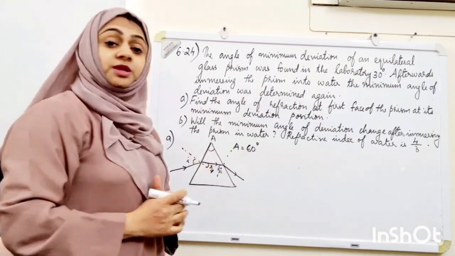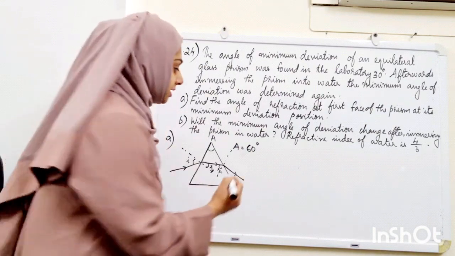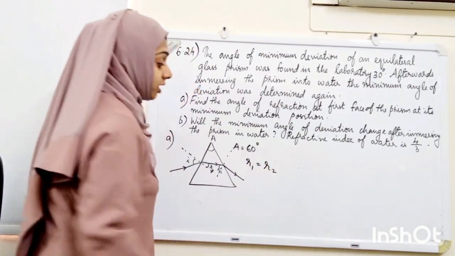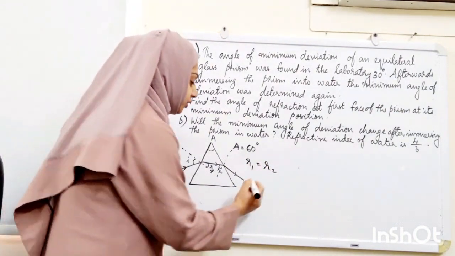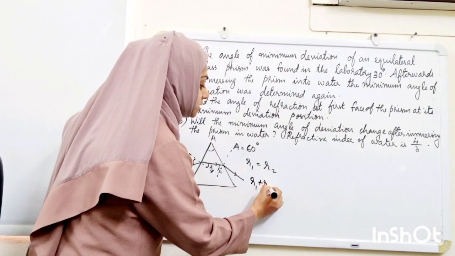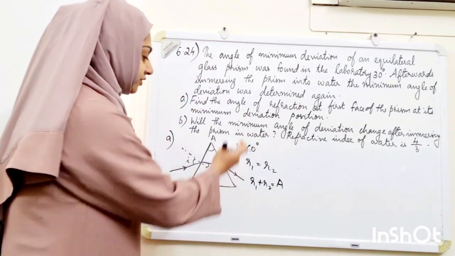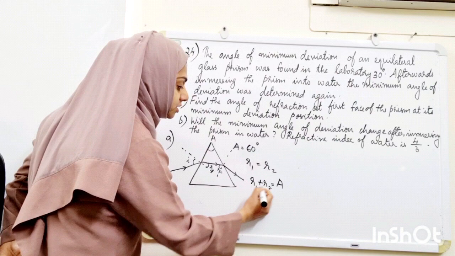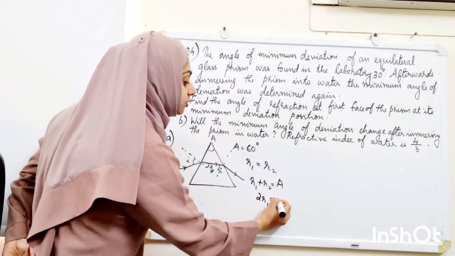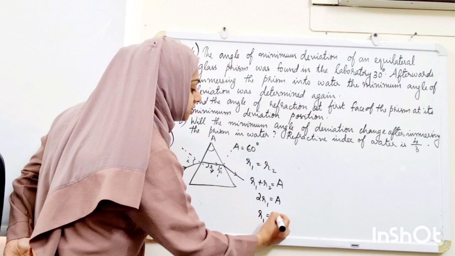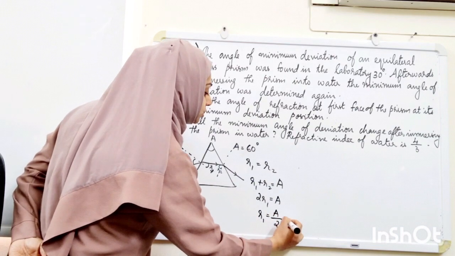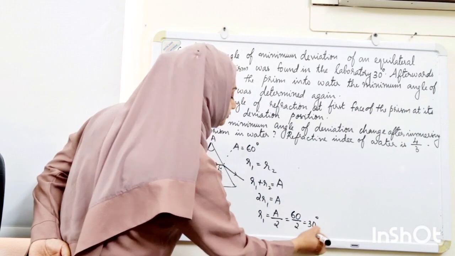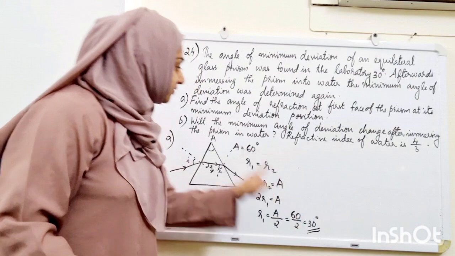And at the minimum deviation position, we know that the two refraction angles R1 will be equal to R2. And also we know that R1 plus R2 is equal to A. So from these concepts, we can say that R1 is equal to R2. So this is nothing but 2R1 is equal to A, or R1 is equal to A divided by 2. That is 60 divided by 2, which is equal to 30 degrees. That gives us the answer for the A part.